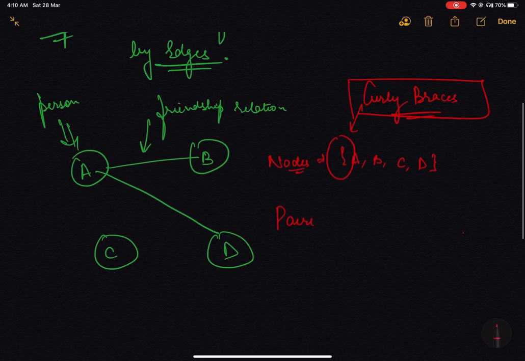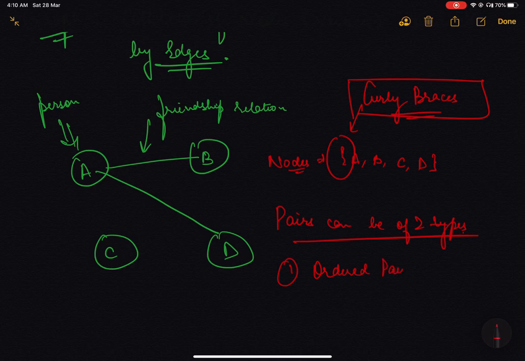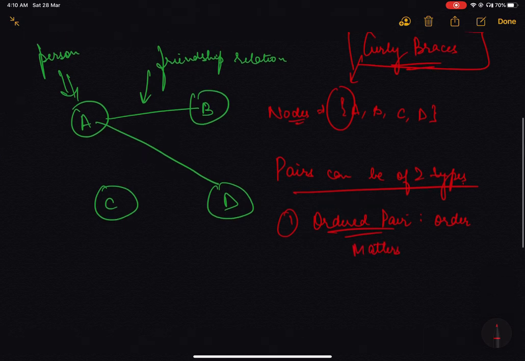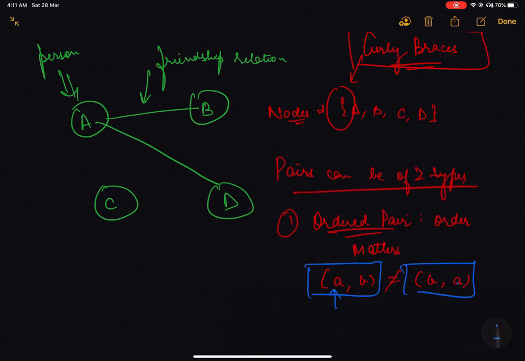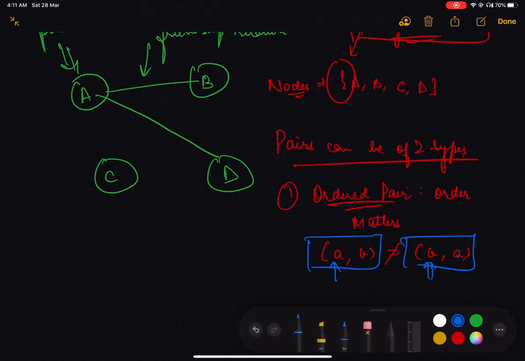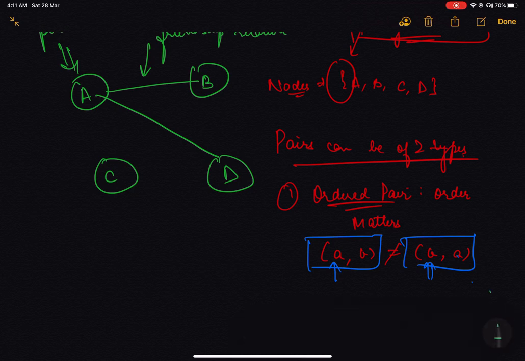Pairs can be of two types. The first type is known as ordered pair. These are the pairs where order matters. For example, in this case, A comma B is not equal to B comma A because in this pair order is mattering and the first element in the left pair is not equal to the first element in the right pair. These pairs are represented by parentheses.